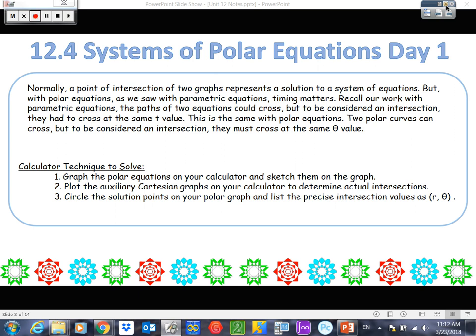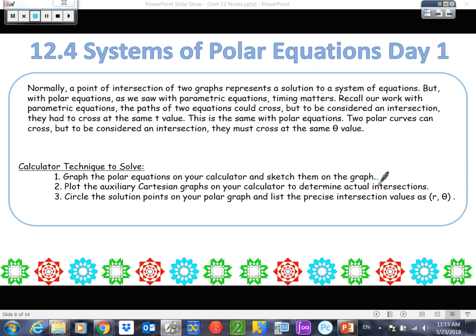In step 1, we're going to graph the polar equations and sketch them. You are pretty good at graphing polar equations. You don't necessarily have to use your calculator to graph them, but you certainly can. And then we just sketch them on the graph that you're either provided or that you would create.